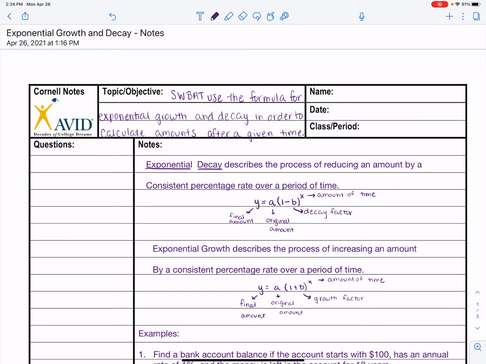So today the student will be able to use the formula for exponential growth and decay in order to calculate amounts after a given time. So here are the definitions for exponential growth and exponential decay.